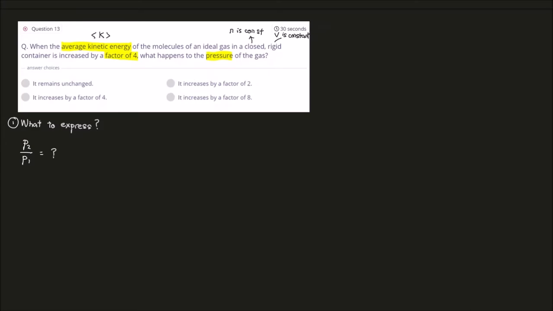Okay, so the second thing is relate to what? What do you need to relate it to? You know, they give you something. They say the N is constant.